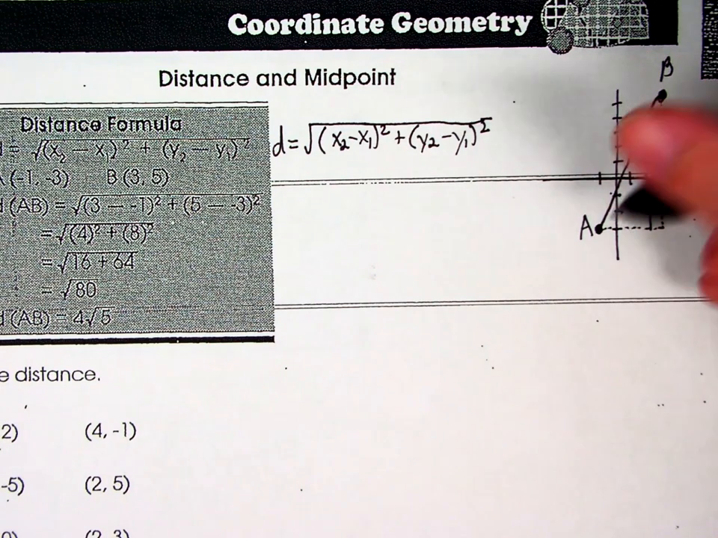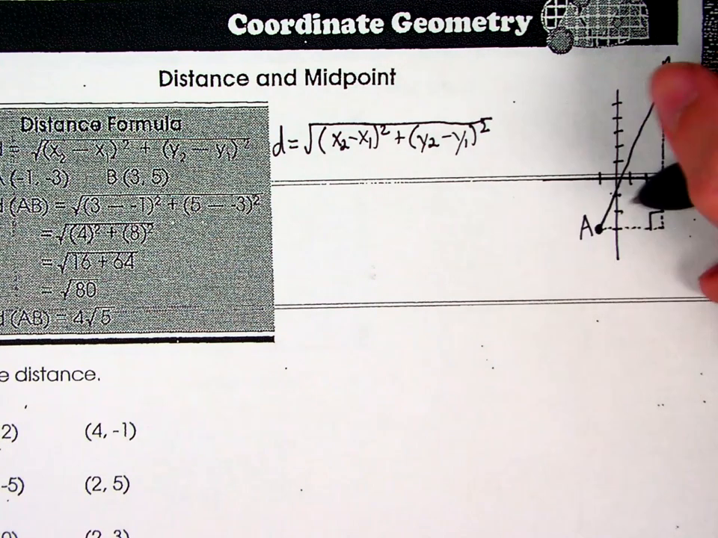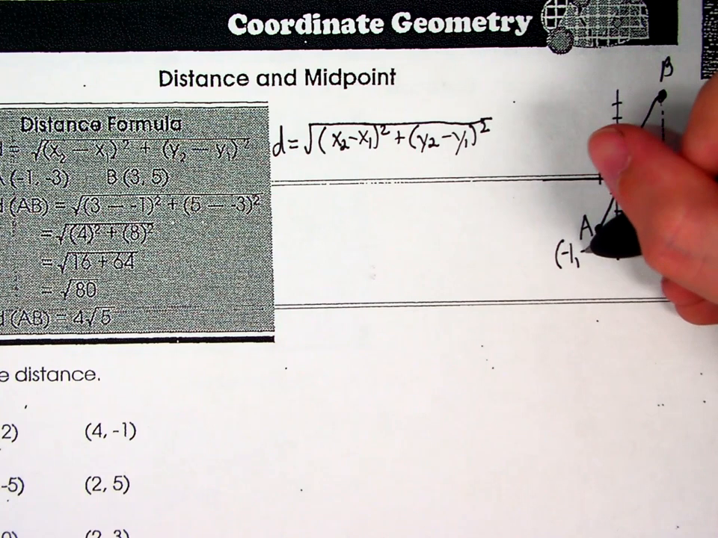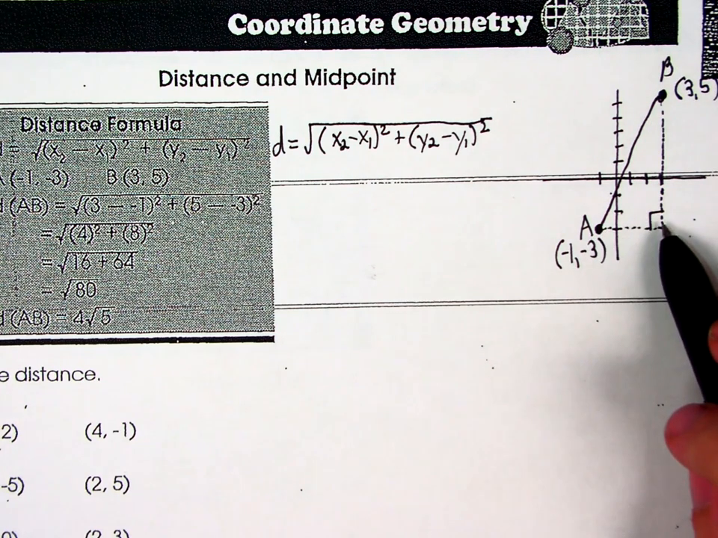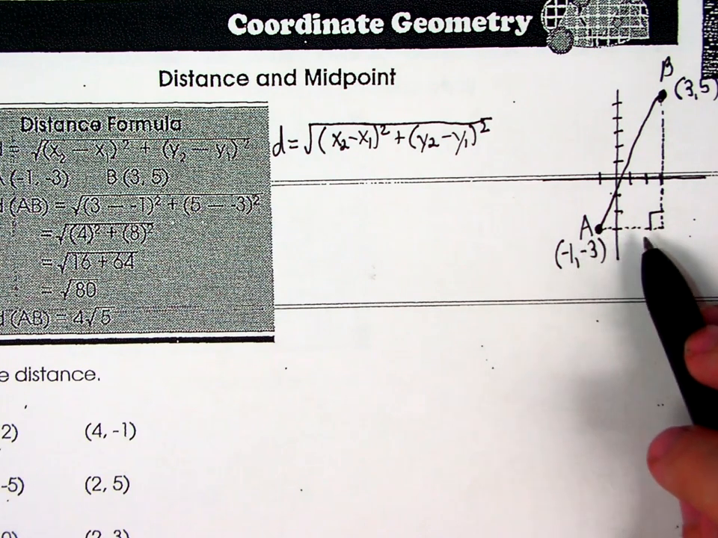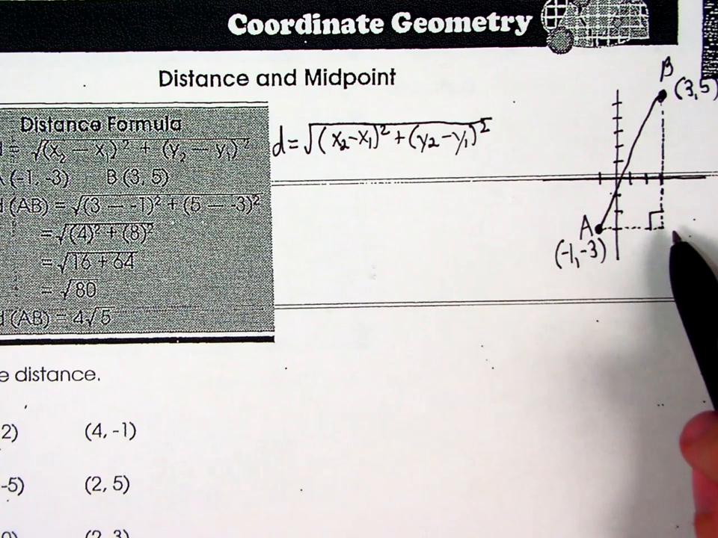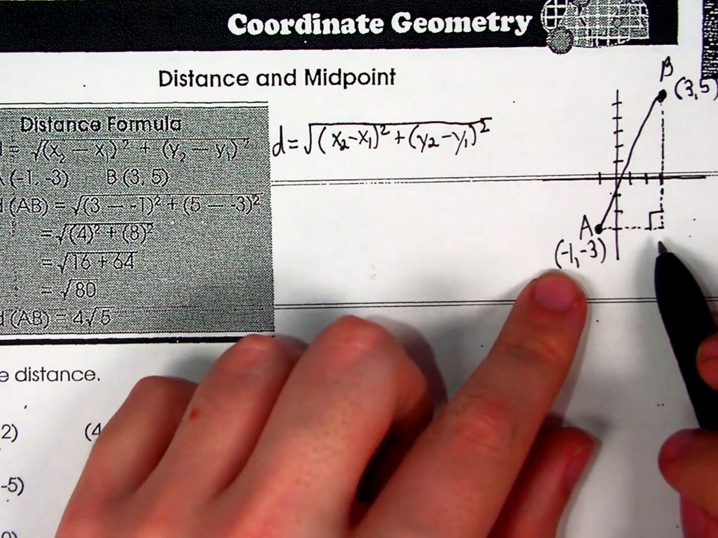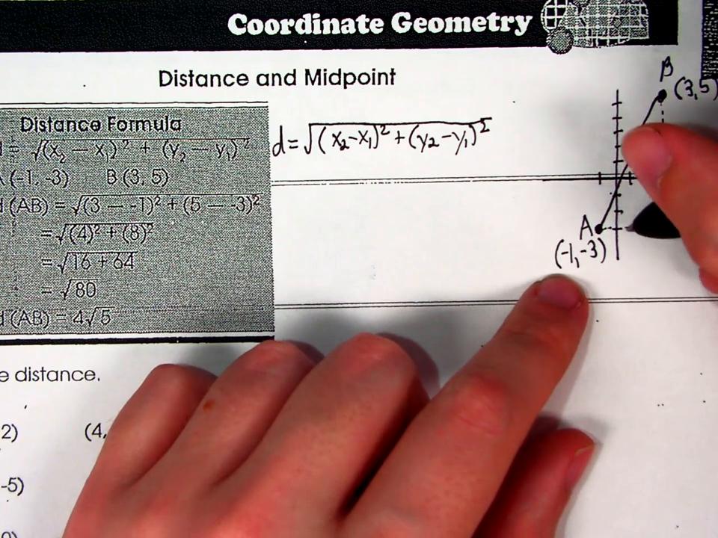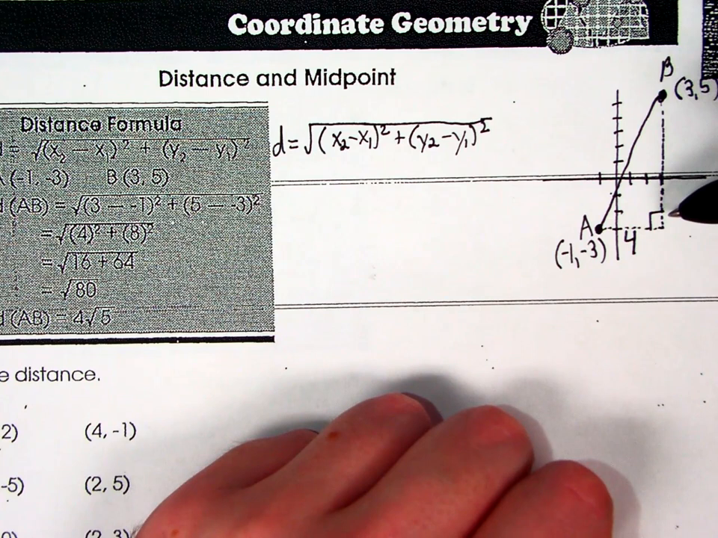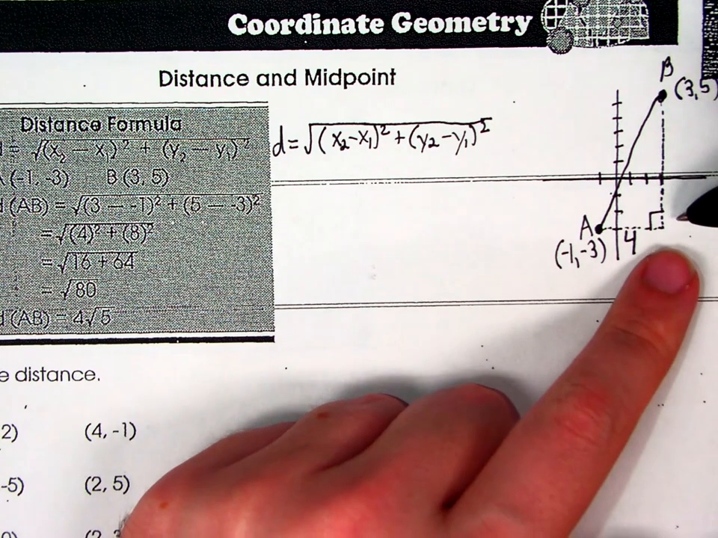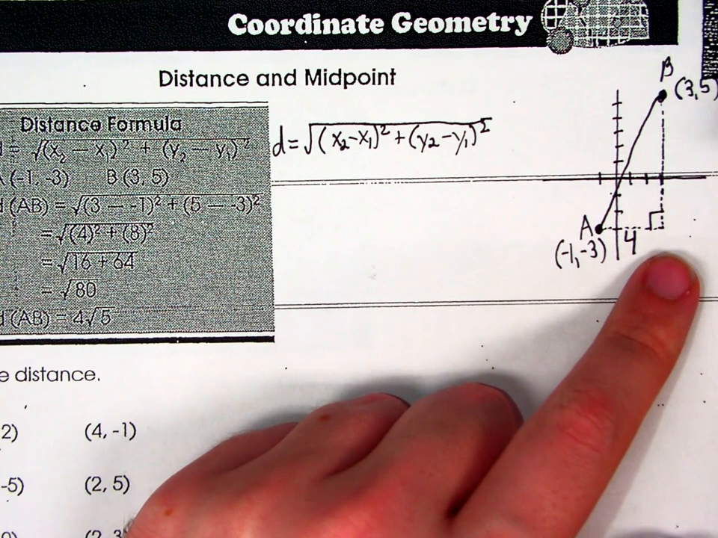Now, if A has the coordinate -1, -3 like we said, and B has the coordinate 3, 5 like we said, the distance from A to this corner here is just asking the horizontal distance between -1 and 3. The distance from -1 to 3 is a distance of 4, and the vertical side here on this triangle looks like -3 to a height of 5, or a distance of 8.